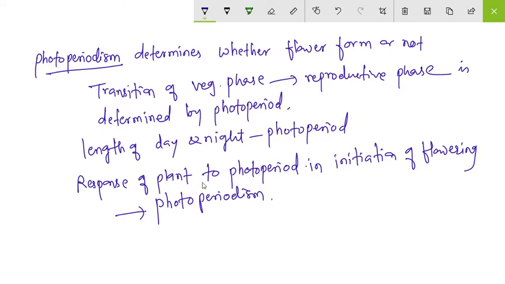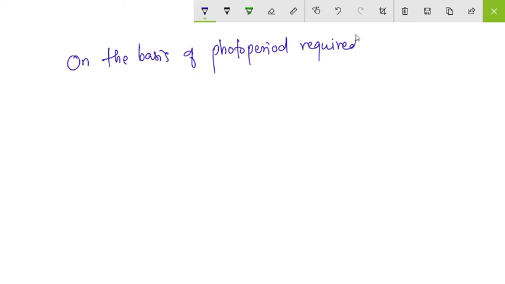Okay. So on the basis of the photoperiod required for flowering, there are three different categories of plants.